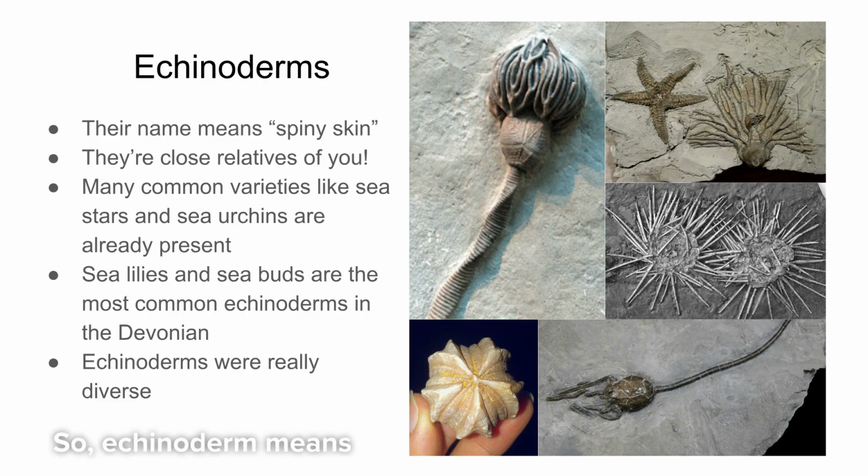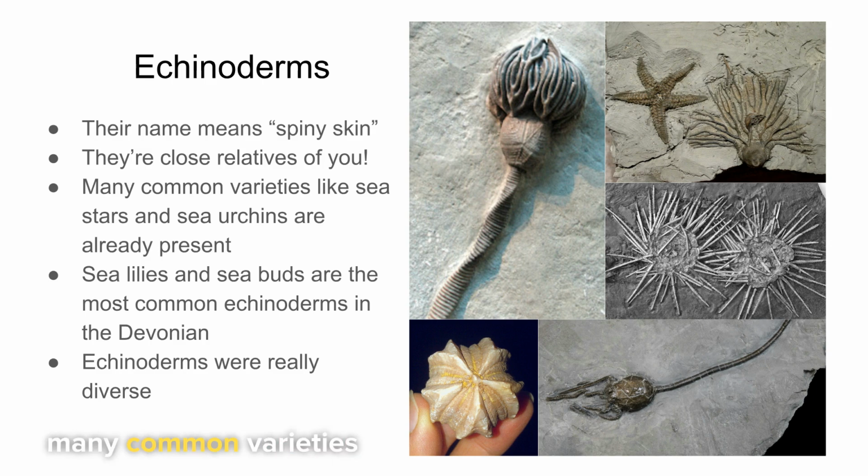So echinoderm means spiny skin. And weirdly enough, they're very close relatives to you. A really easy way to tell if you're looking at an echinoderm is, for the most part, they're going to have five-fold symmetry, like that sea star up there, or that sea bud in the lower left-hand corner. But they're also going to have these really obvious plates on them, or at least echinoderms from this period of time. They're going to have really big and obvious plates.